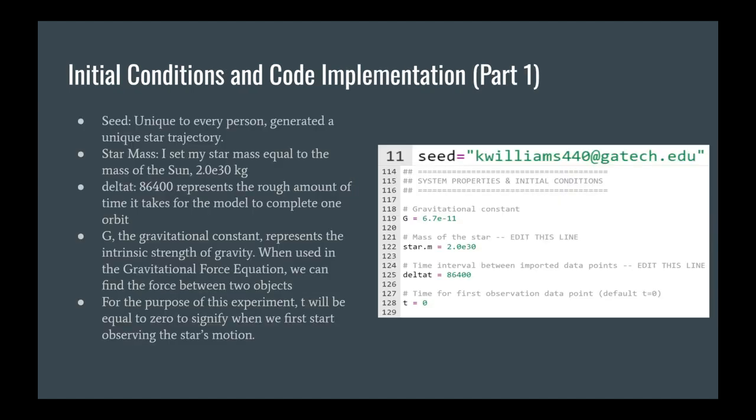So for part 1, our seed was my email, the star mass, which I set equal to the sun's mass, delta t, which is a rough amount of time taken to complete one orbit, and G, which is the universal gravitational constant, which we can use to find the force between two objects. For the purpose of this experiment, t will be equal to 0 to signify when we first start observing a star's motion.